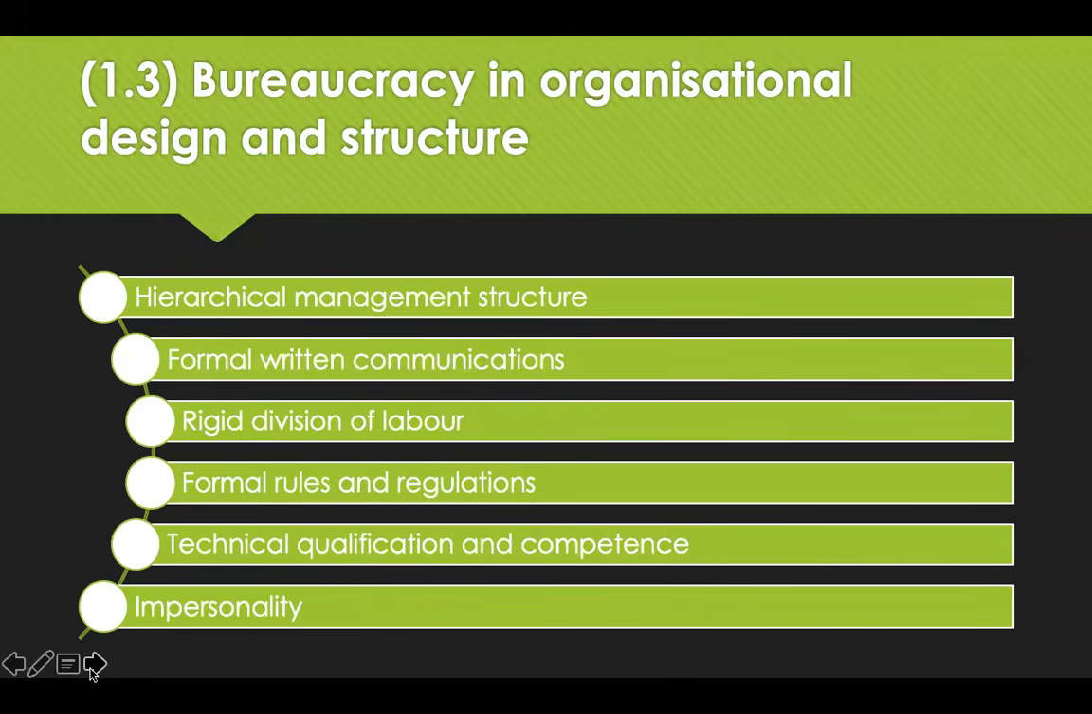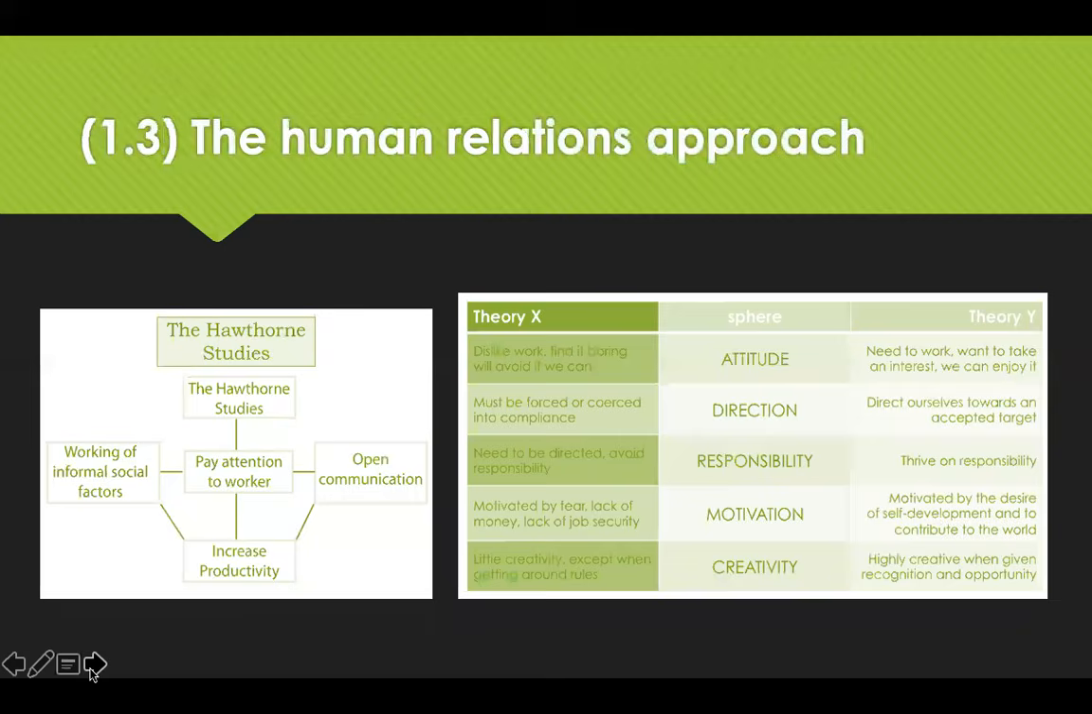Now, Weber offers six characteristics of bureaucracy: hierarchical management structures, formal written communication, rigid division of labour, formal rules and regulations, and technical qualifications and competence, as well as impersonality. Now, the human relations approach arose following what is now called the Hawthorne experiments, which was made up of four key stages.